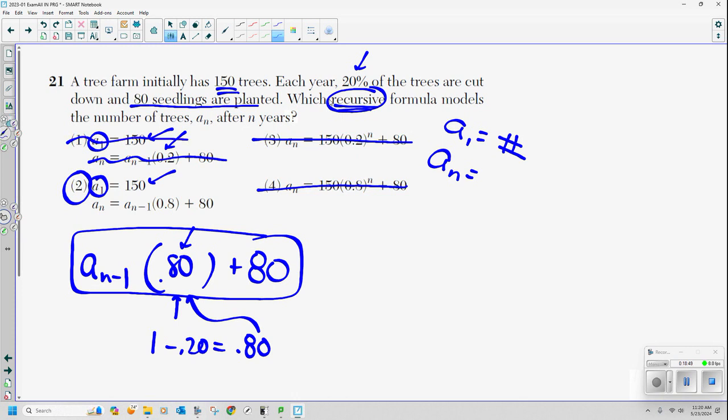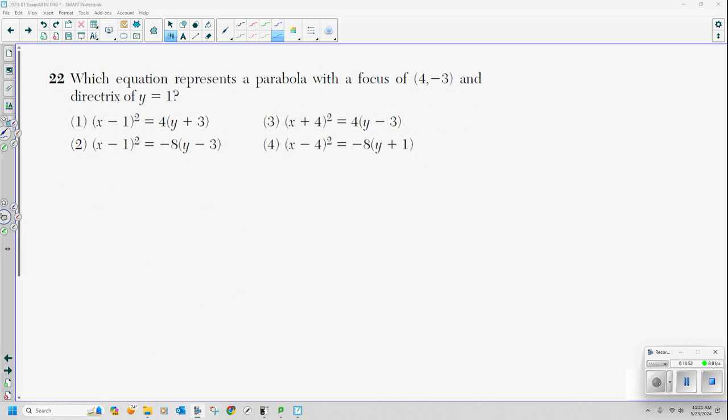Just like us, we are going to problem 22. I like this problem, but then I hate this problem. Okay? Which equation represents a parabola with a focus of (4, -3) and a directrix of y equals 1? I love coming up with directrix focus type equations for parabolas. I'm just decent at them.